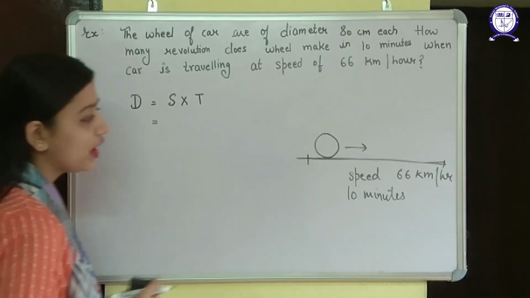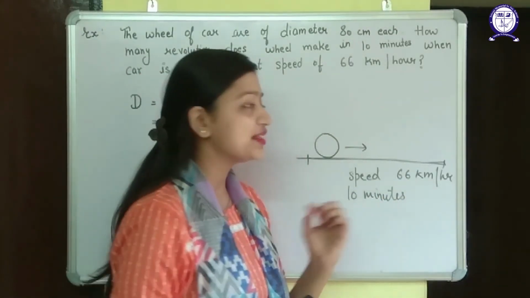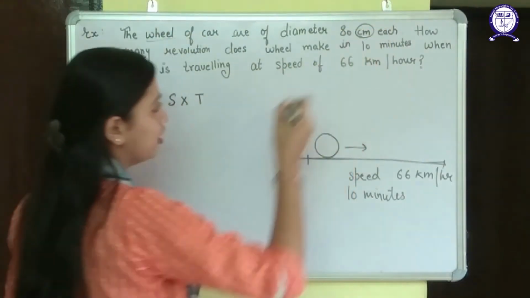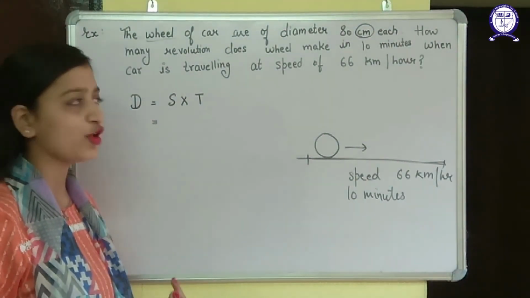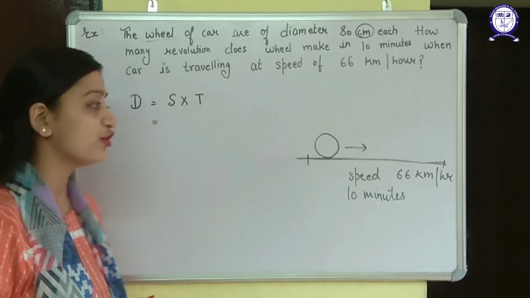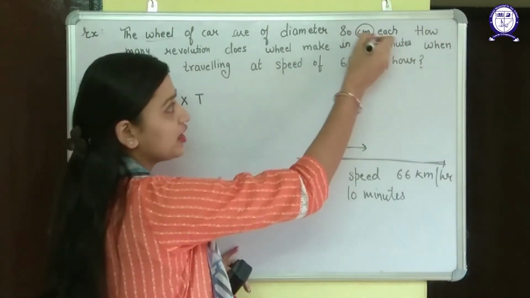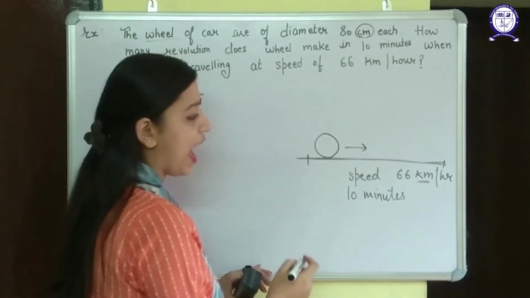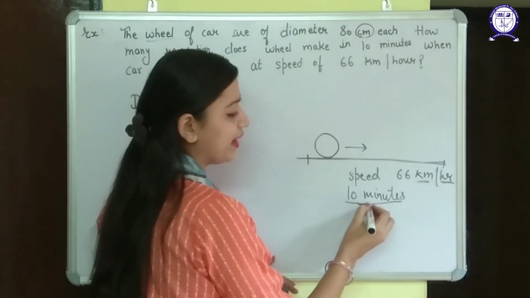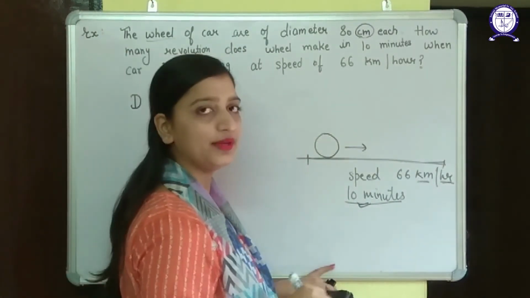Now look at the question. Speed is 66 km per hour. Time is in minutes and the wheel has the diameter in centimeter. So all the units are different from each other. It is in centimeter, it is in kilometer per hour, and this is in minutes. So first of all, we will have to make all the units the same. I can make it centimeter, and for minutes, I can make it hours.